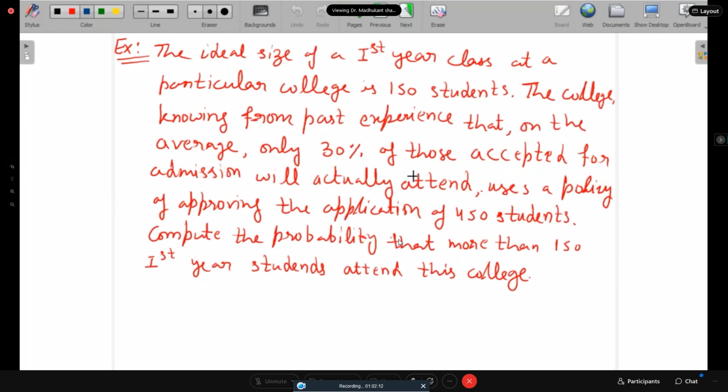The ideal size of a first year class at a particular college is 150 students. The college, knowing from past experience that on the average only 30% of those accepted for admission will actually attend, uses a policy of approving the application of 450 students. So if you approve the application for 450 students, only 30%, meaning about 150 students, will attend. Compute the probability that more than 150 first year students attend this college.